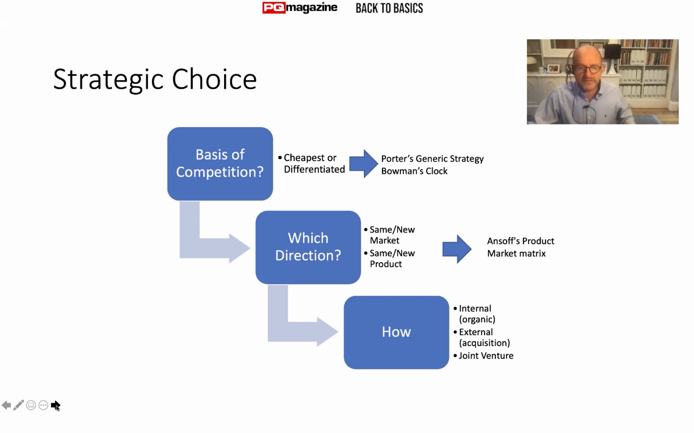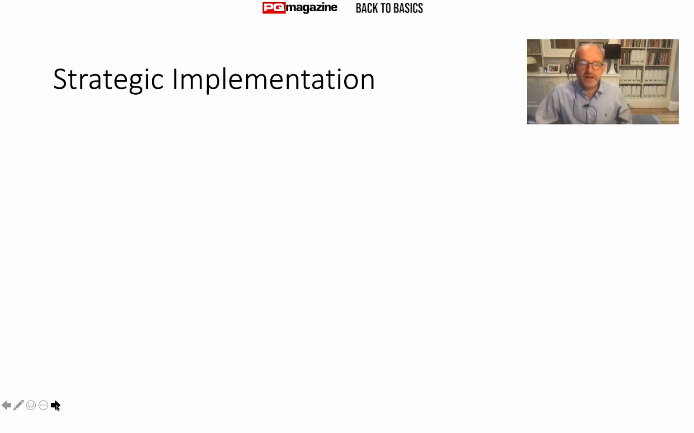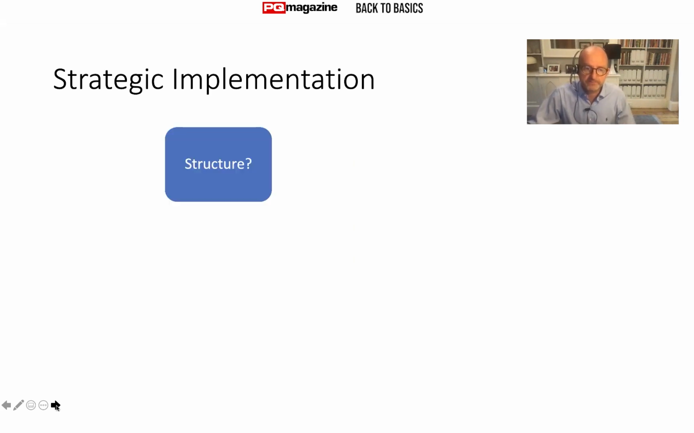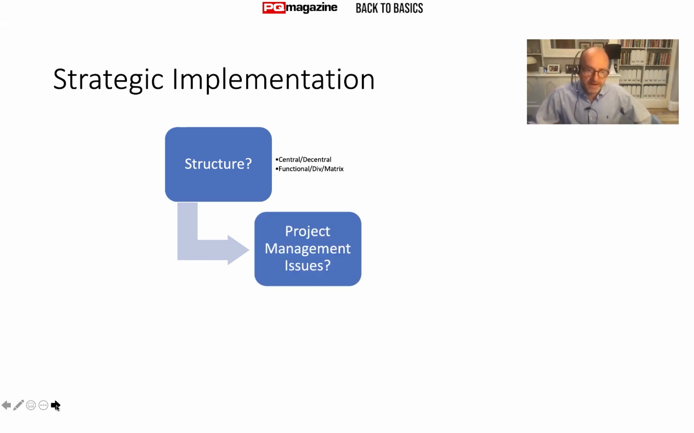So analysis, choice, and then finally we look at implementation. Things to consider on implementation would be structure, and we think about centralization or decentralization. We think about functional, divisional and matrix. We'd consider project management issues.